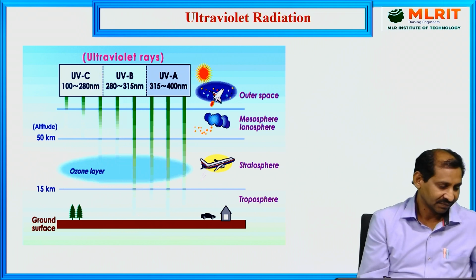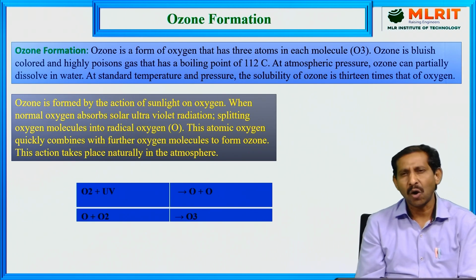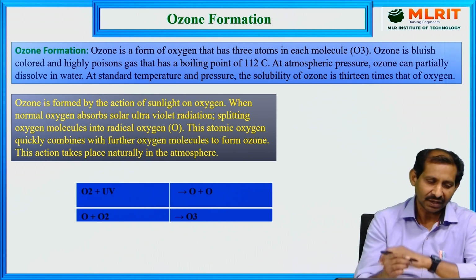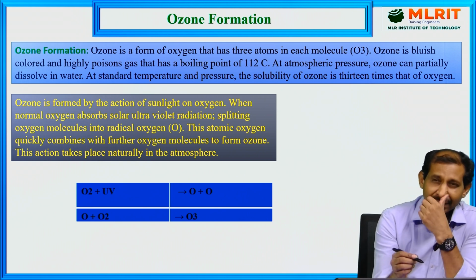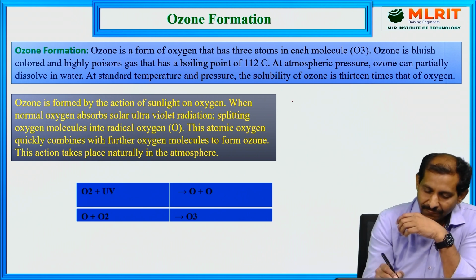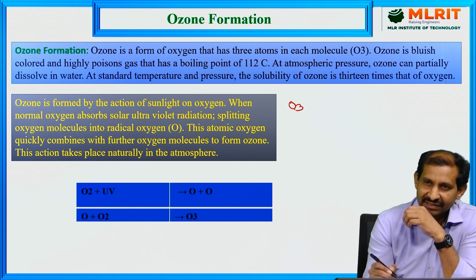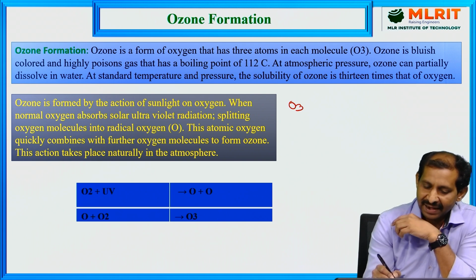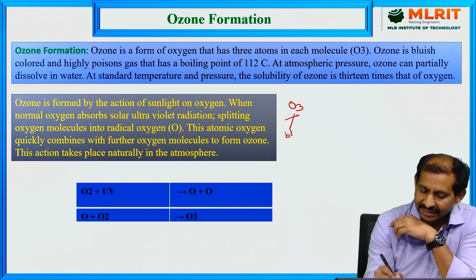Now going to how ozone is formed. Generally, ozone has the formula O3. There are three oxygen atoms present in the structure. It is a bluish gas, with a bluish color. It is a very poisonous gas, and its boiling point is nearly 112 degrees centigrade.